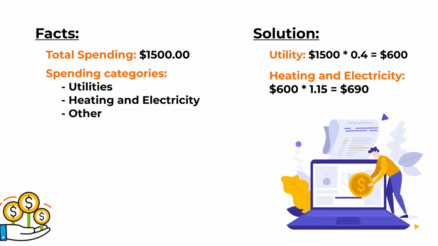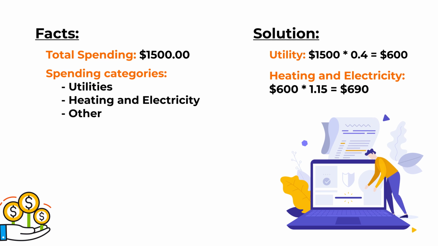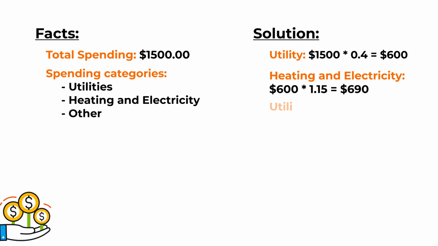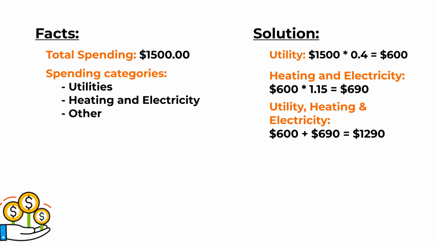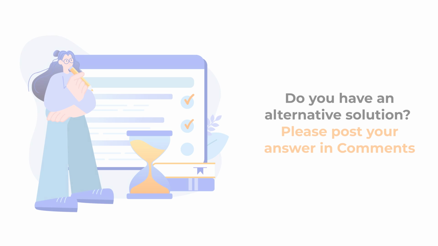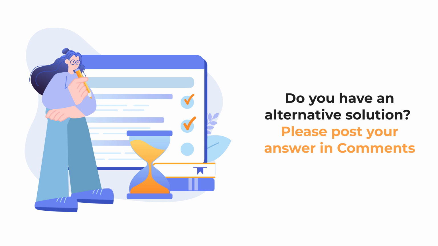So to calculate heating and electricity, we need to multiply 600 by 1.15, and the end result of this would be $690. To calculate utility, heating and electricity spending together, we need to add 600 and $690. And the end result of this calculation will be $1,290. So the other spending category would be calculated as a subtraction of $1,290 from $1,500 and would be equal to $210. So the correct answer here is choice A, $210. Hopefully you've nailed this question and now know how to answer similar problems on the test.